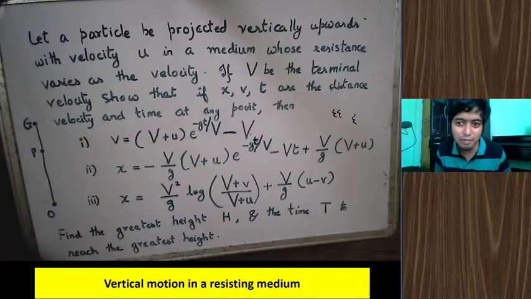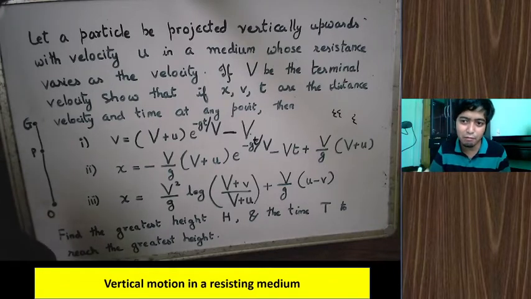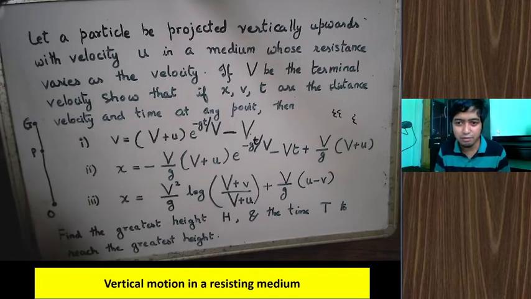Today we will still be doing vertical motion in a resisting medium. But if you remember last class, we were doing vertical motion in a resisting medium when the particle was traveling downwards. So now we will again do vertical motion in a resisting medium, but over here the particle is traveling upwards. I will try to explain this one by using this example which I've written on the board.